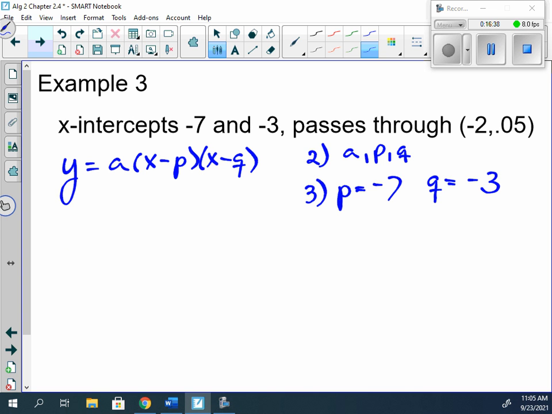And well, just like before, we can plug it in. Y equals a times, well, x minus -7 is x plus 7, and then we'd have x plus 3, because we can have it as a times x plus 7 times x plus 3, or it could be a times x plus 3 times x plus 7, because we can flip those and get the same thing. So really, defining what p and q are really isn't important. It's just knowing that those are going to go in the place of p and q.